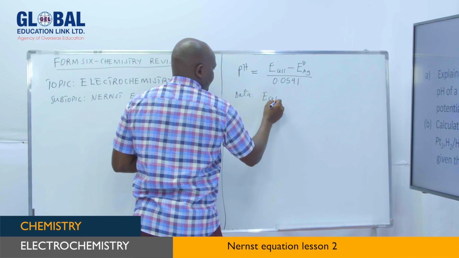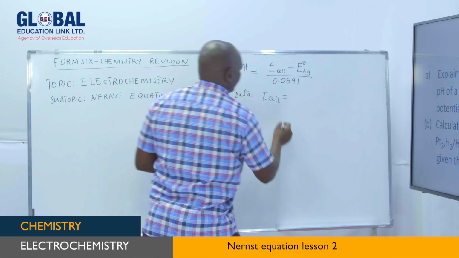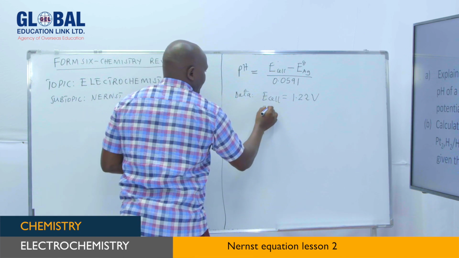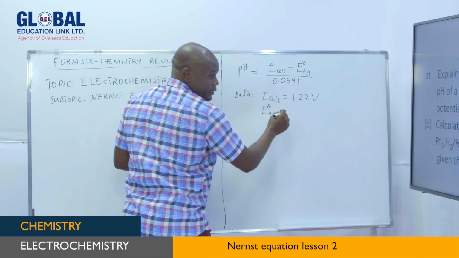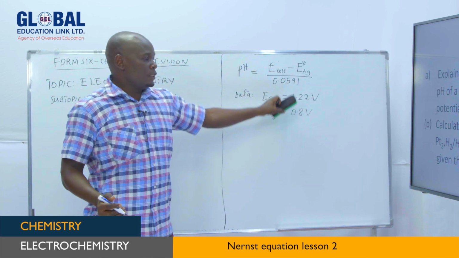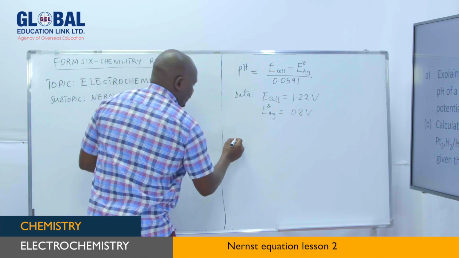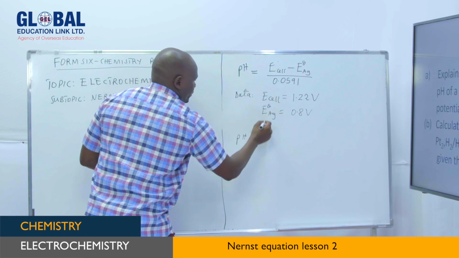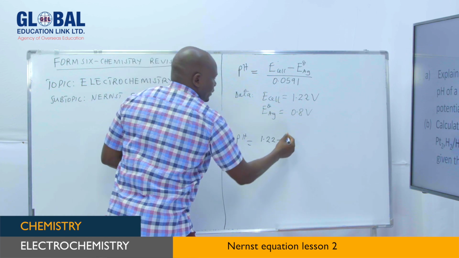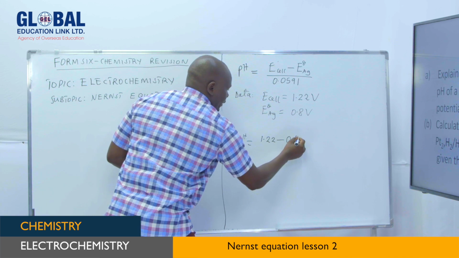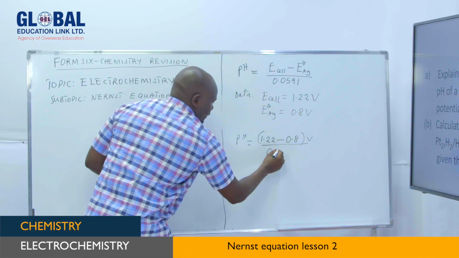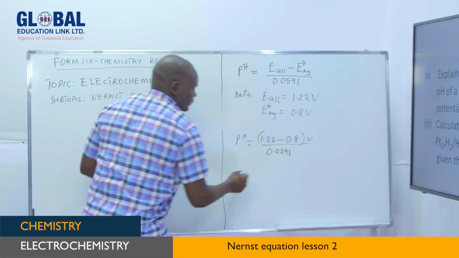Now, given the data we have, E of cell is 1.22 volts, and the standard electrode potential of silver is given as 0.80 volts. So if we substitute these values in our equation, then the pH will be equal to E of cell, which is 1.22, minus E of silver, 0.8, these are volts, then divide by 0.0591.